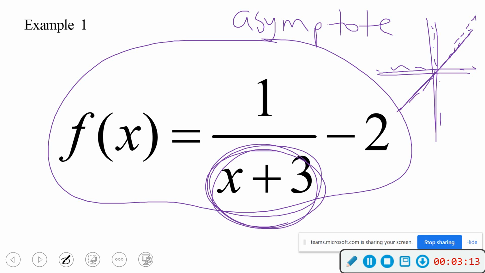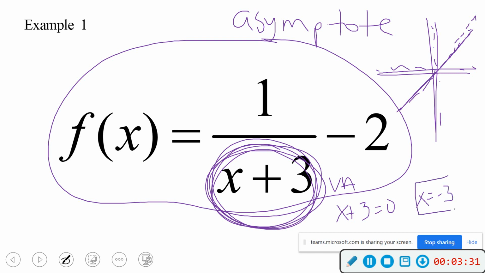So here's the equation we have, and I want you to know that in the denominator we are always able to determine what the vertical asymptote is. And we can determine that by taking this quantity, setting it equal to 0 and solving. So I'd move 3 to the opposite side and I get x equals 3. This is the equation of the vertical asymptote.